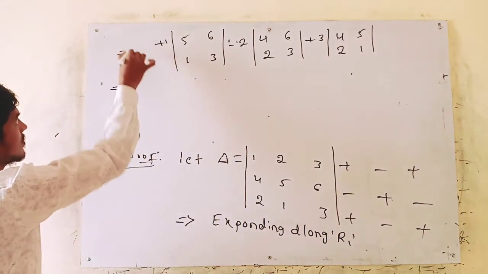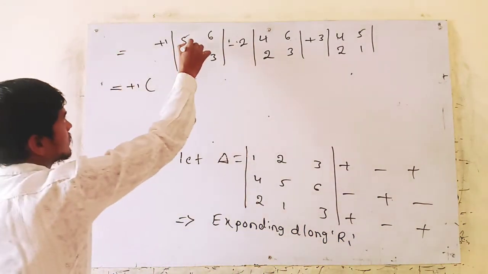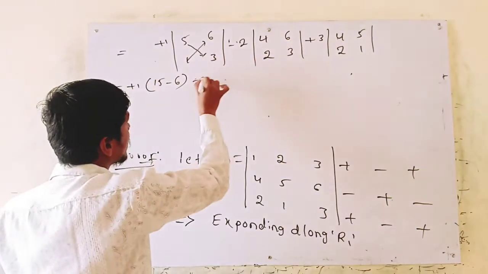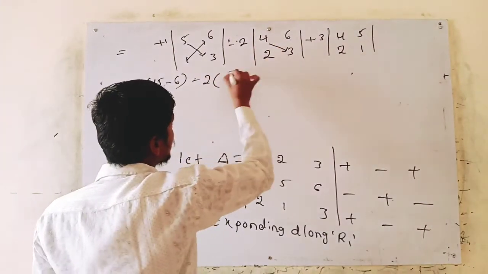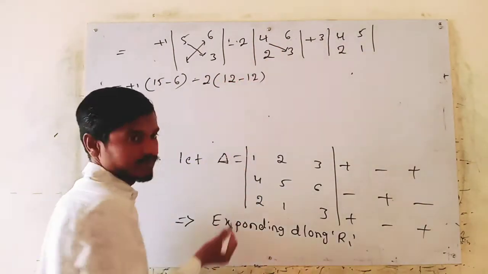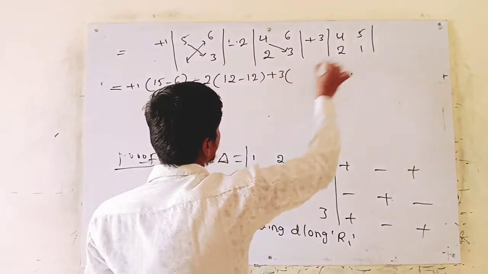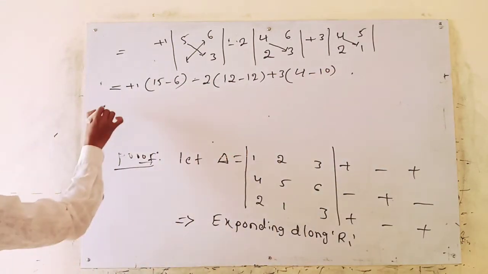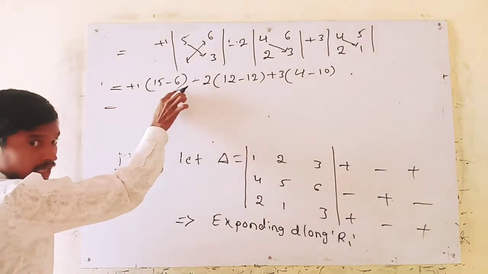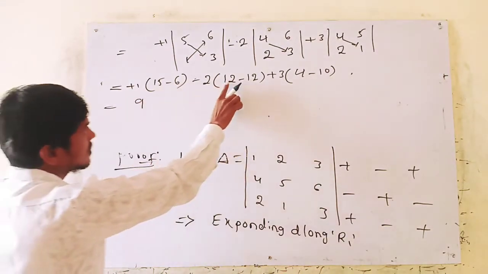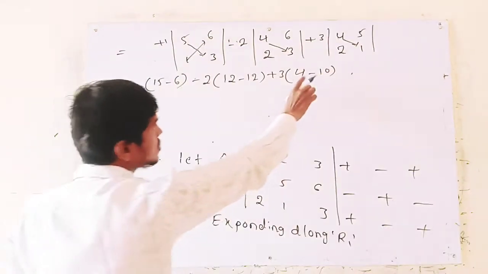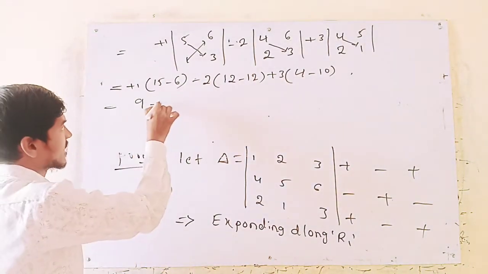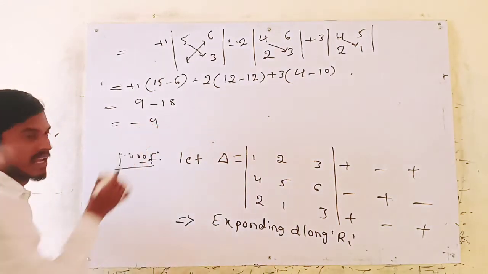This implies plus 1 times 15 minus 6. Correct? This one minus 2 times 12 minus 12. This one plus 3 times 4 minus 10. Then this one is 9, 9 into 1 is 9. This one 0. Leave that one. This one 4 minus 10 is minus 6, into 3 is minus 18. This implies the answer is minus 9.